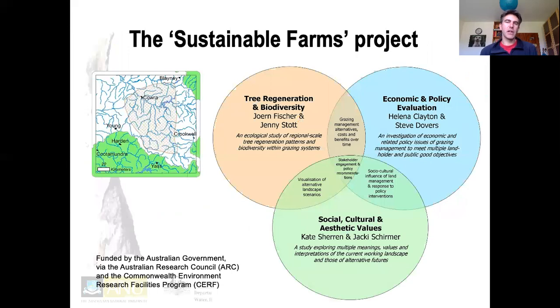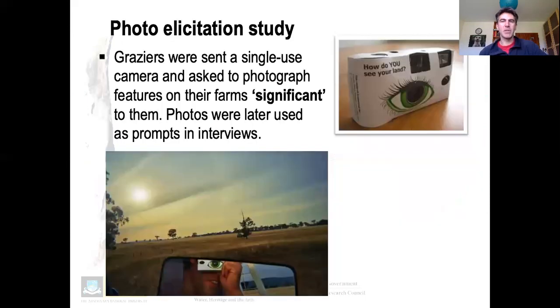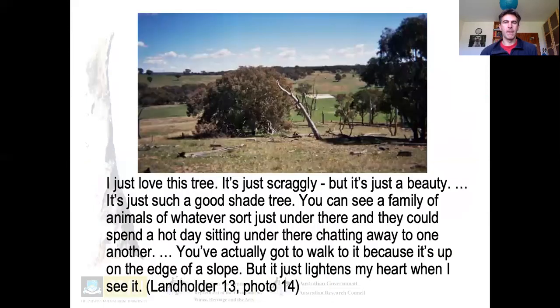So that's kind of a very short summary of the tree regeneration and biodiversity component, but we can also look at some of the social components. So what do farmers think about all this? And for that, farmers were asked to take pictures with disposable cameras of things that were significant to them.